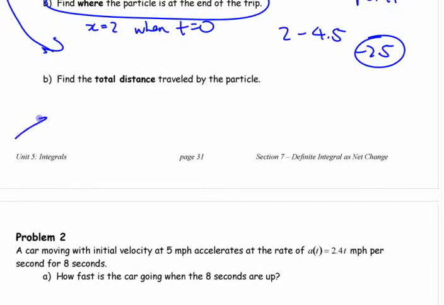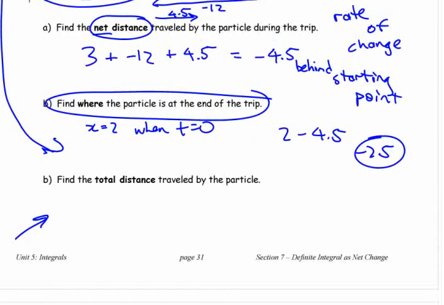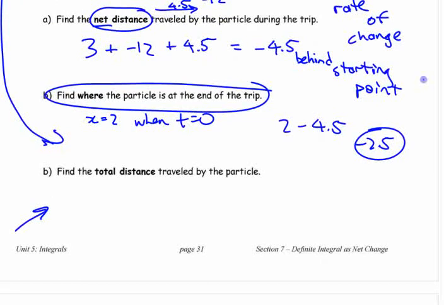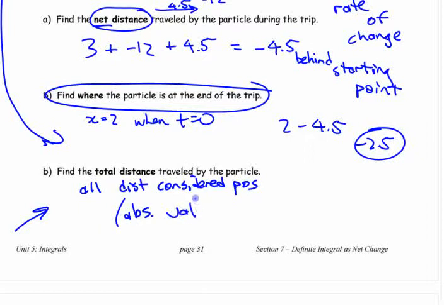Just to get at this last thing here. What do you get for this? It should be as though they're all positive, right? All distances considered positive, right? So in other words, you could look at it as the absolute value of the function, right, where everything is above the axis here.